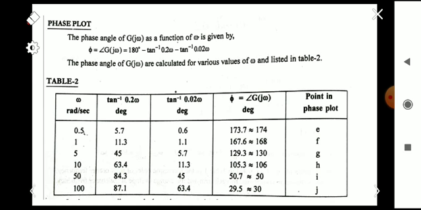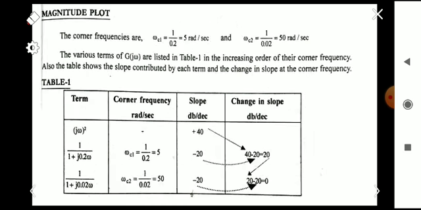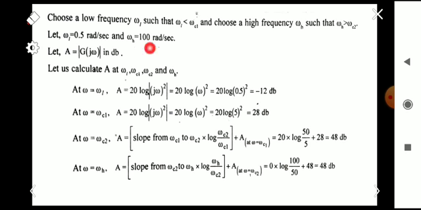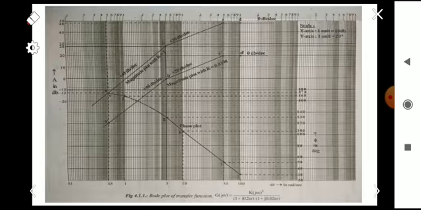We know that omega L is 0.5 and omega H is 100. So the lowest value is 0.5 and the highest value is 100, so we have to accommodate those values in this graph. We are starting from 0.1, which is much lesser than 0.5. So the first line is 0.1, the next line corresponding to 2 will be 0.2, then corresponding to 3 it will be 0.3, and like that.